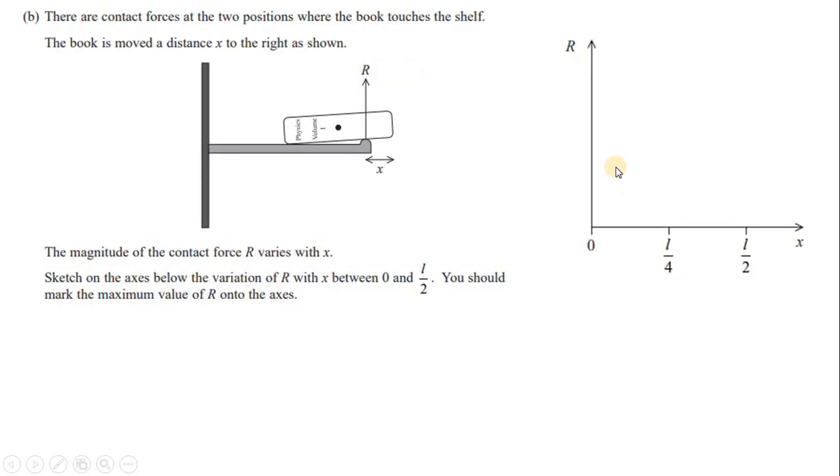There are contact forces at the two positions where the book touches the shelf. The book is moved a distance x to the right as shown. The magnitude of the contact force R varies with x. Sketch on the axis below the variation of R with x between 0 and L by 2. You should mark the maximum value of R on the axis.